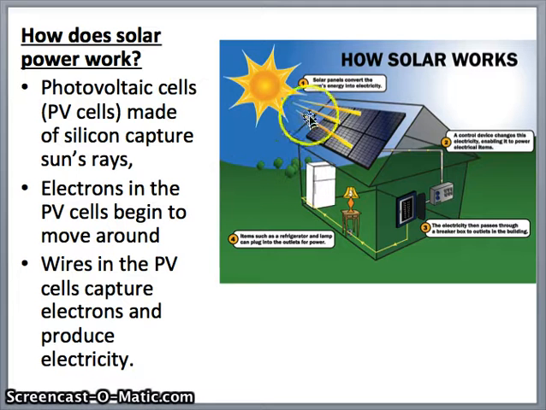They're made out of silicon, and basically they are able to capture the sun's rays. Once the sun's rays touch the silicon cells, electrons inside of these cells begin to get excited and move around. The wires behind these cells capture these electrons moving, and they can generate electricity and power homes and buildings and whatnot.